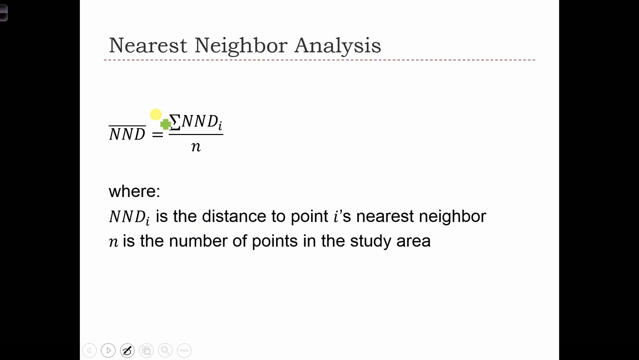So NND bar is just the sum of the nearest neighbor distances for each point divided by n. Each point in our analysis has a nearest neighbor distance, a single distance to its closest neighbor. We're going to sum all of those distances up and divide by the sample size, and that gives us our NND bar.